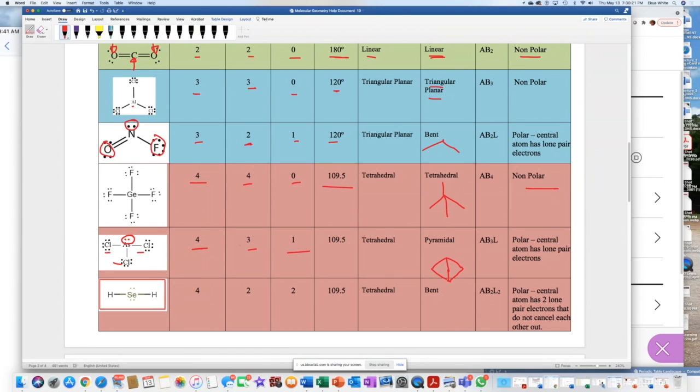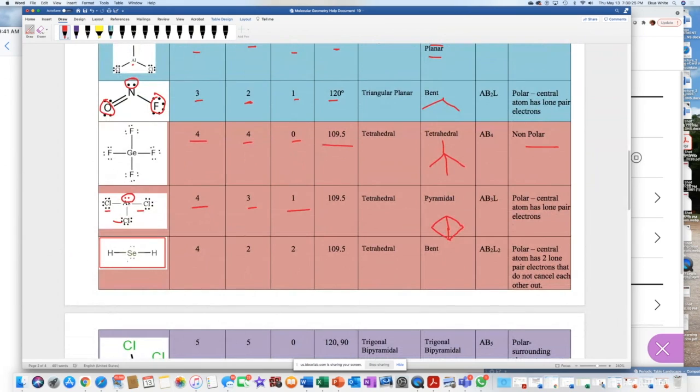Okay. Once again, I explained why it was polar. It has a lone pair on the central atom. I'm going to end with this right here and go back to the lecture, right? So here we have Se with 2 hydrogens. Once again, we have 4 groups, 2 lone pairs, 2 atoms. That makes 4 groups, right? 2 of them are bonds, 2 are lone pairs. Bond angle 109.5. This is called bent.